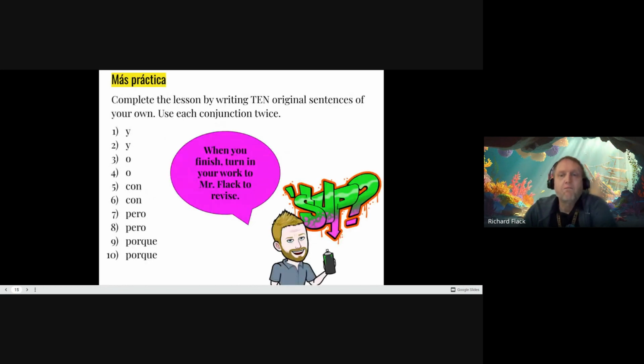Okay, last step for this lesson. You're going to do some original writing. So I want you to complete this lesson by writing 10 original sentences. They can be nice short sentences like we just did. They don't have to be complex. Using each conjunction twice. So come up with some original sentences. Two with y, two with o, two with con, two with pero, two with porque. When you're finished, you're going to turn your work into me so that I can check it, and then I'll give it back to you to make any changes if you have some errors.